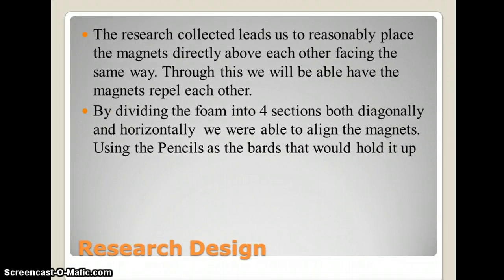So, how am I going to research and design this experiment? The research collected leads me to reasonably infer that the magnets should be placed facing the opposite direction so that they will repel each other, having both poles that are the same towards each other. That way they will repulse. It also leads me to conclude that I should have them directly aligned above each other. Through this, I found out that I should divide my foam board into 4 sections, both diagonally and horizontally, to be able to align them correctly at each corner.